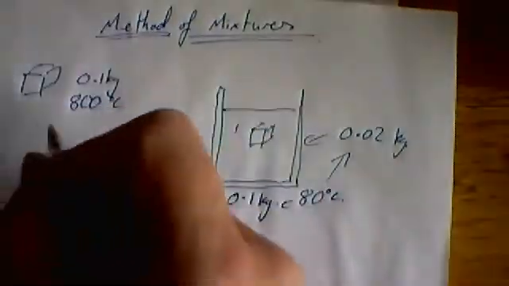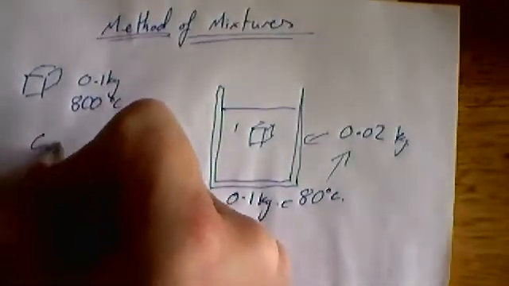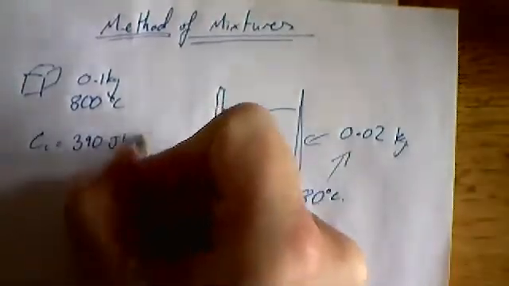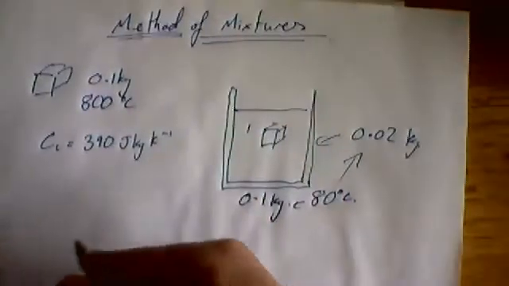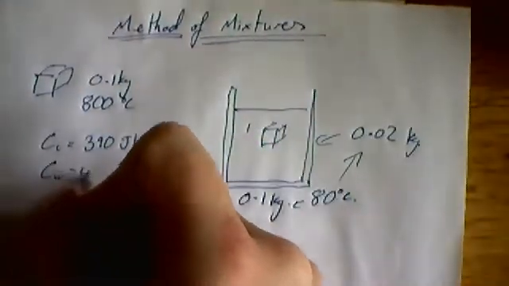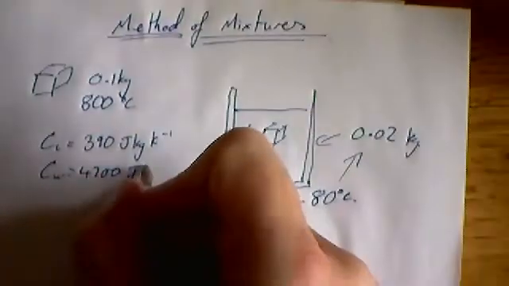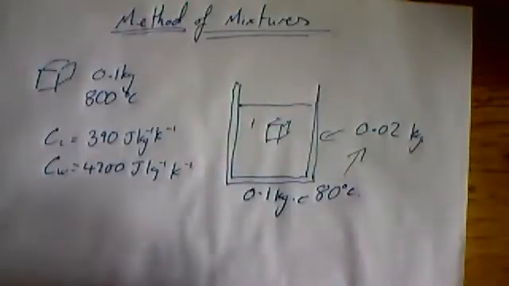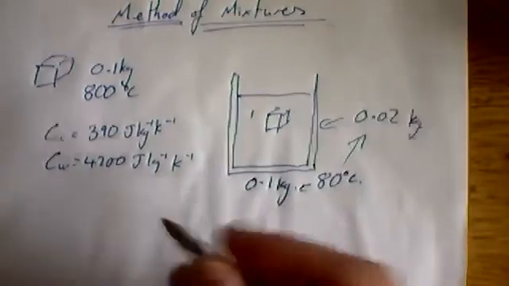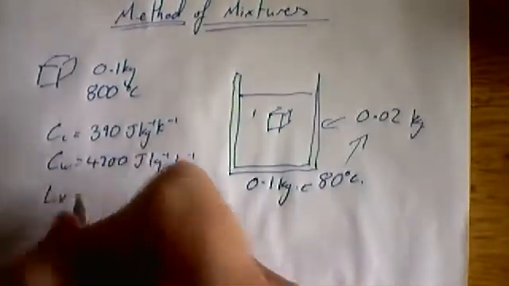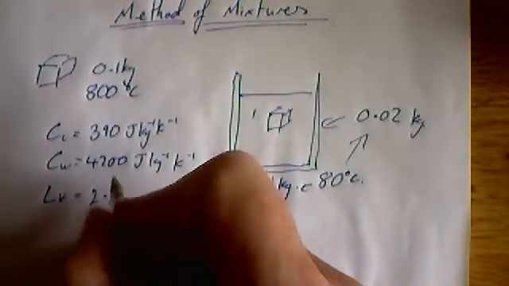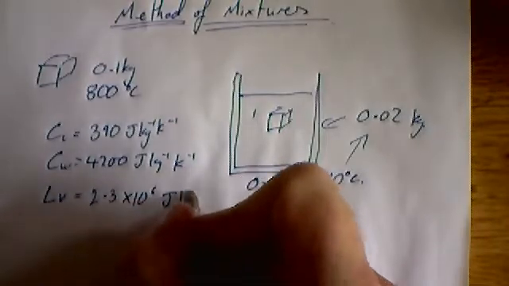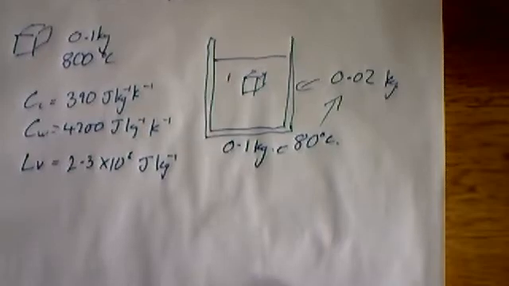We need to know the specific heat capacity of copper, and that is 390 joules per kilogram per degree Kelvin. The specific heat capacity of water, you should be used to it by now, is 4,200 joules per kilogram per degree Kelvin. And we also need to know the latent heat of vaporization of water, because some of our water is going to turn into water vapor. That is just joules per kilogram. So that's the information we need to know.